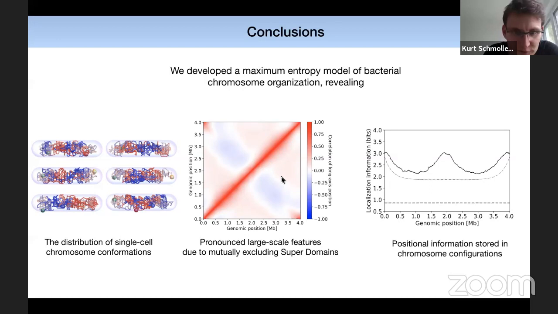Okay, a lot of questions. So Shubham asks whether you think that the anticorrelation between domains on opposite arms is simply a physical phenomenon, or does this have any biological significance?